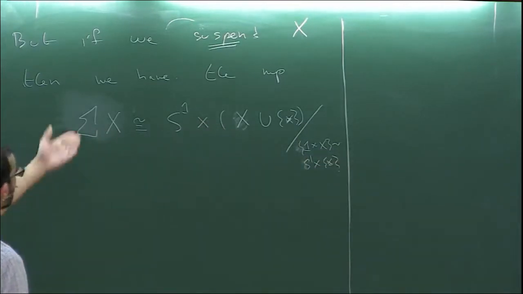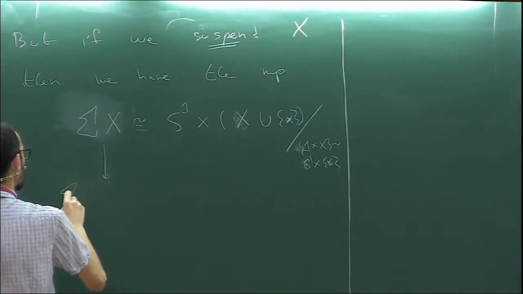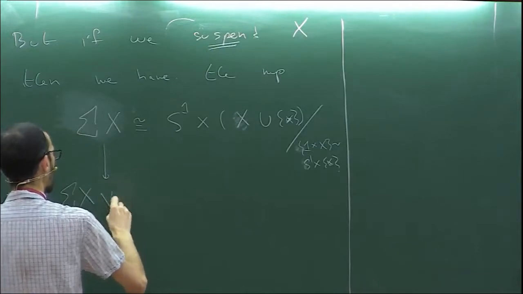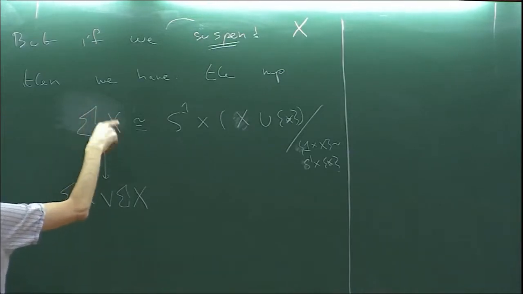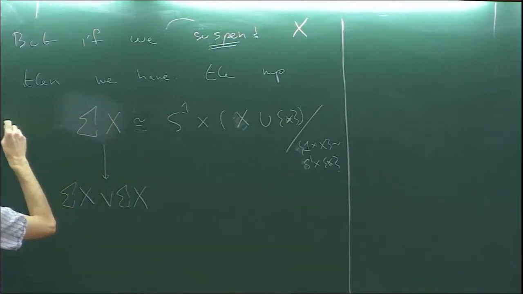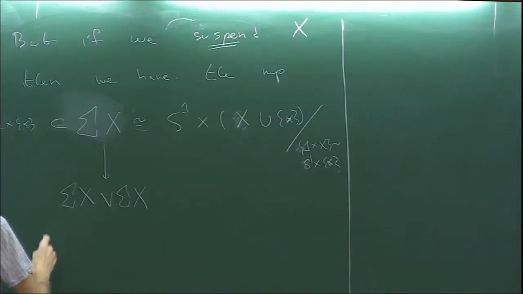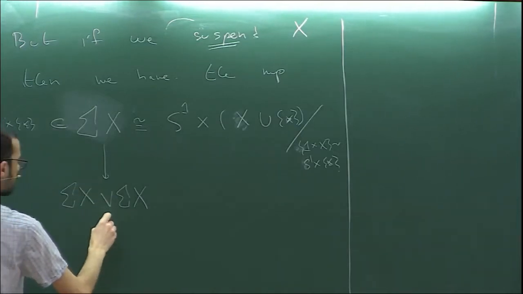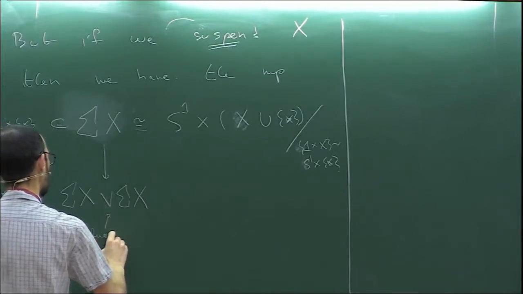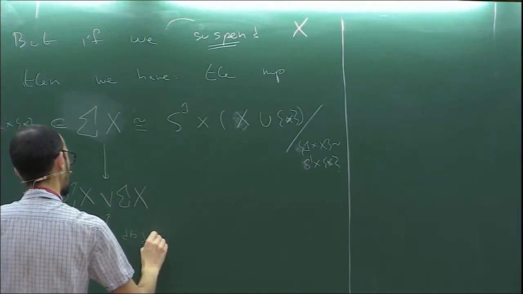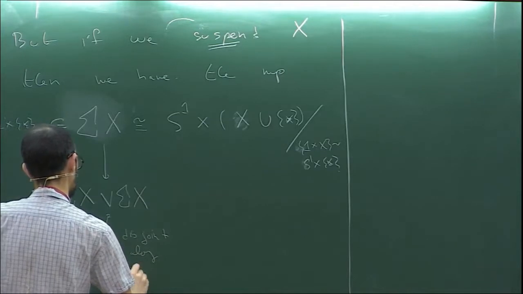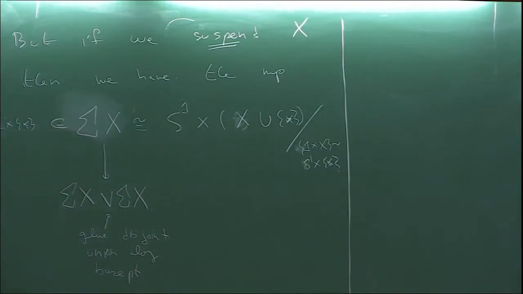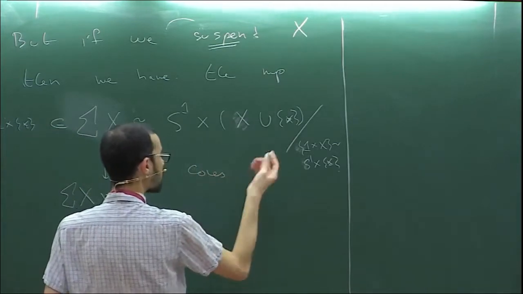Okay, so we have the map that goes from sigma X to sigma X wedge sigma X. Here, what I mean is that this sigma X comes with the canonical base point, which is 1 and star. And this wedge means that you take these two spaces and glue them together along the base point, so you glue the disjoint union along the base point. So we have this map that just comes from the pinch map that we used earlier.